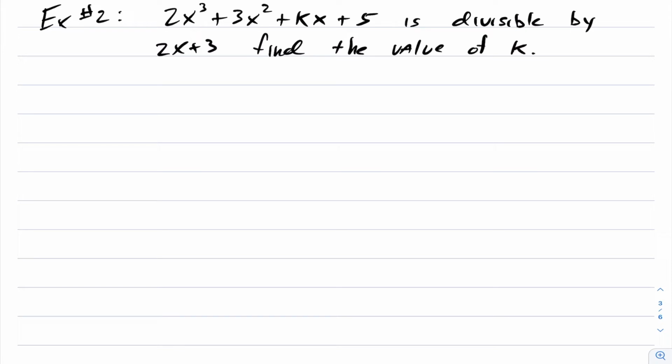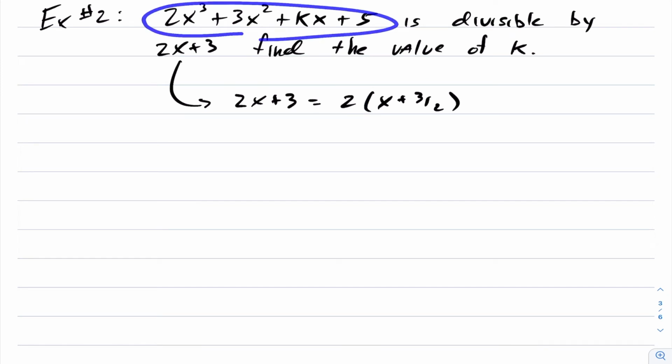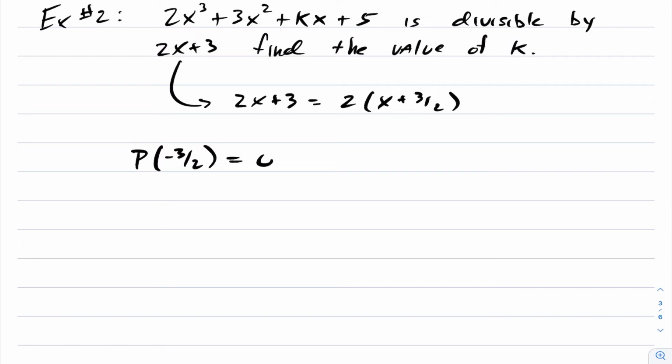So if 2x plus 3 is a factor, that means that in this case, we could rewrite this as 2x plus 3 is actually equal to 2 times (x plus 3 halves). So if 2x plus 3 is a factor, it also can say that x plus 3 halves is also a factor, in which case we can use our remainder theorem. x plus 3 halves must divide this polynomial. Therefore, the polynomial p at x, at the a value, in this case minus 3 halves, must equal 0.